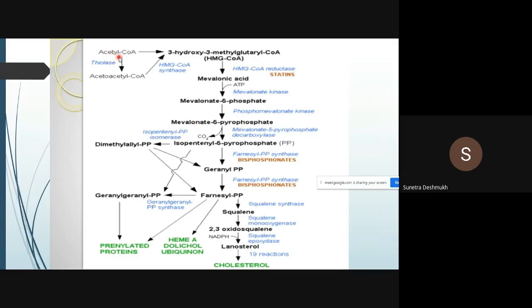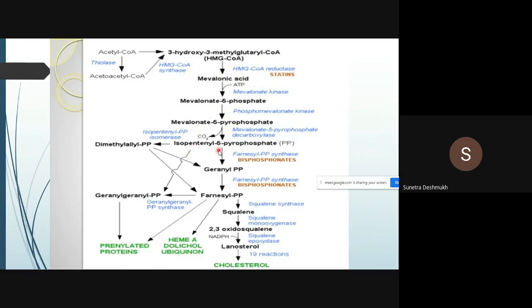If we go step by step from acetyl coenzyme A, we have acetoacetyl coenzyme A. Then we convert it to mevalonic acid, then to mevalonate. Mevalonate we convert to isopentenyl pyrophosphate, the C5 unit, IPP, which contains 5 carbon atoms. This isopentenyl pyrophosphate we can convert to dimethyl allyl pyrophosphate. So isopentenyl pyrophosphate is IPP and dimethyl allyl pyrophosphate is DPP.